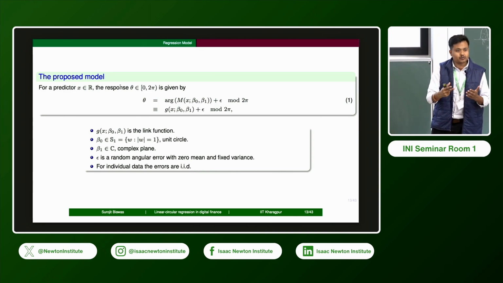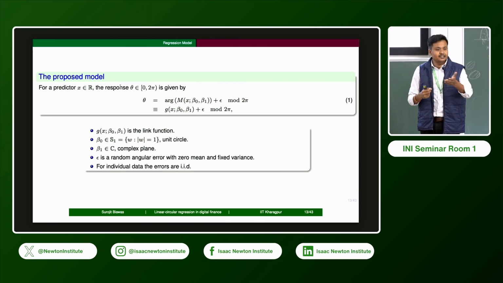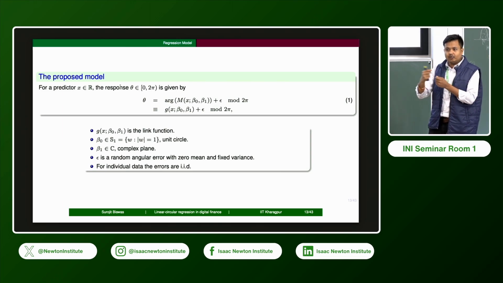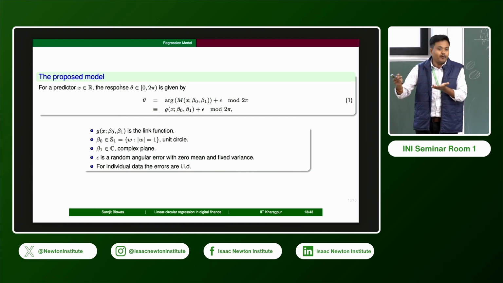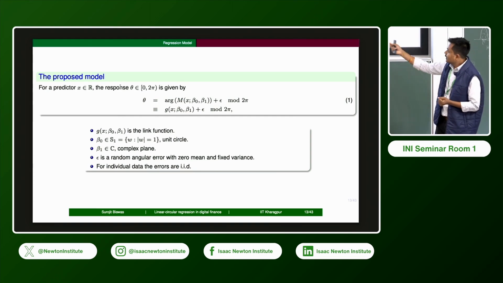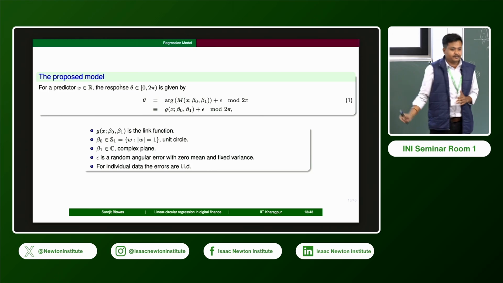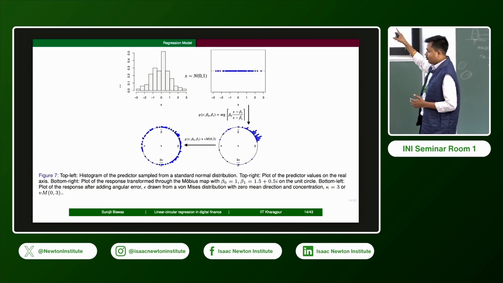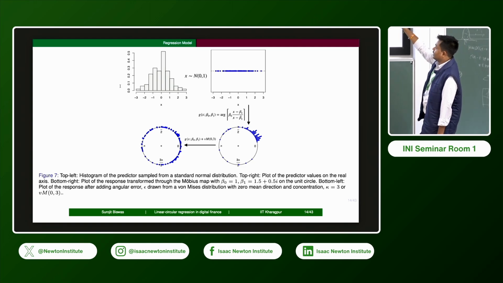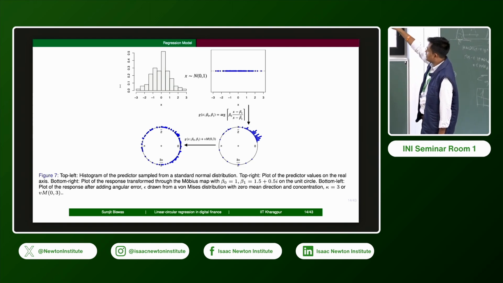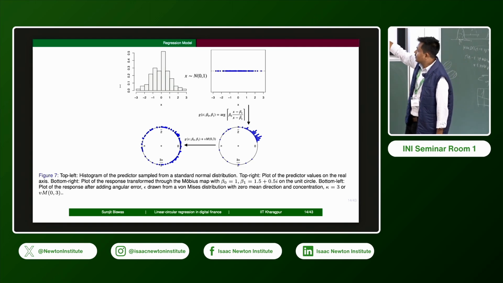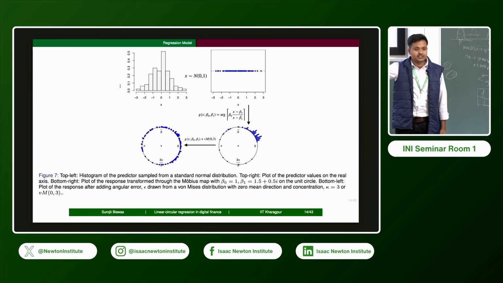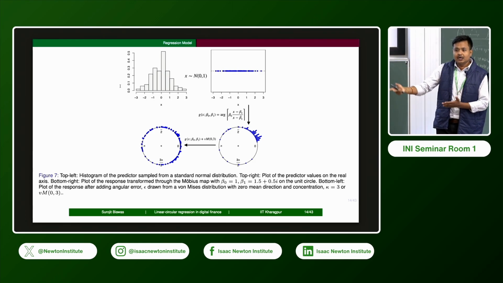Why 0 mean? Because we want to draw the analogy from linear regression. For linear regression, we all know we usually take epsilon from some normal distribution with 0 mean and some known variance, and for individual data the errors are IID. So this is the pictorial depiction of the whole model. From data drawn from normal 0, 1, we give the transformation, then we add this noise, VM03, that is the von Mises distribution, which is the maximum entropy distribution for circular data.